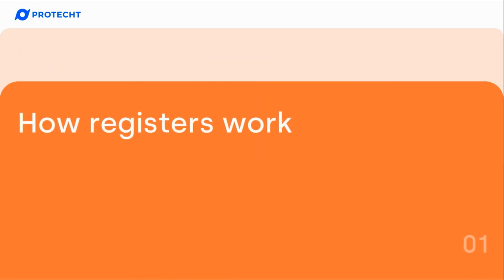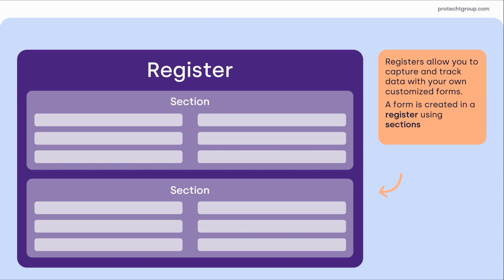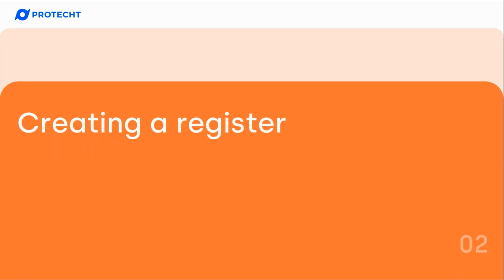First, here's a quick reminder of how registers work. Registers allow you to capture and track data with your own customized forms. A form is created in a register using sections to contain the form's fields. In the second video in this series, we created a section with fields, so we will now create the register.